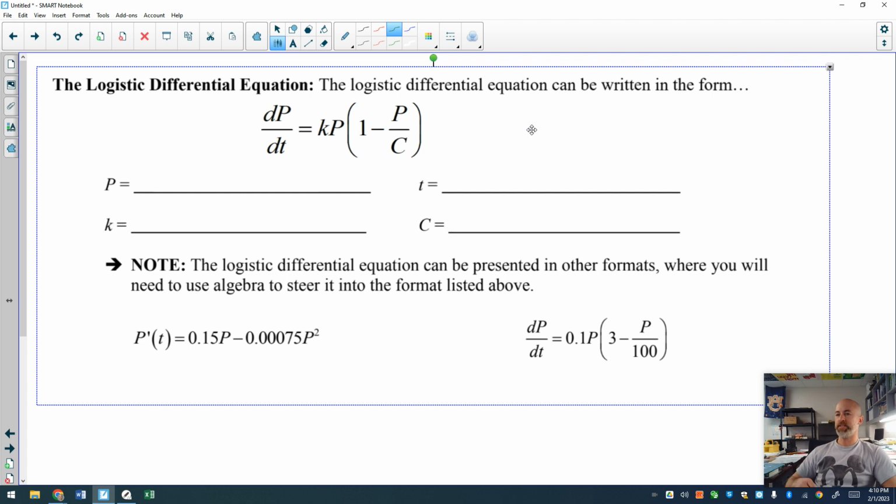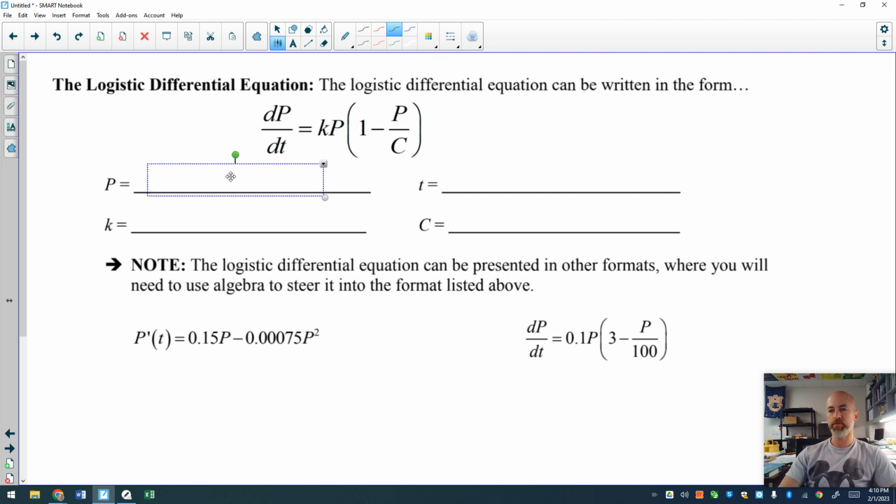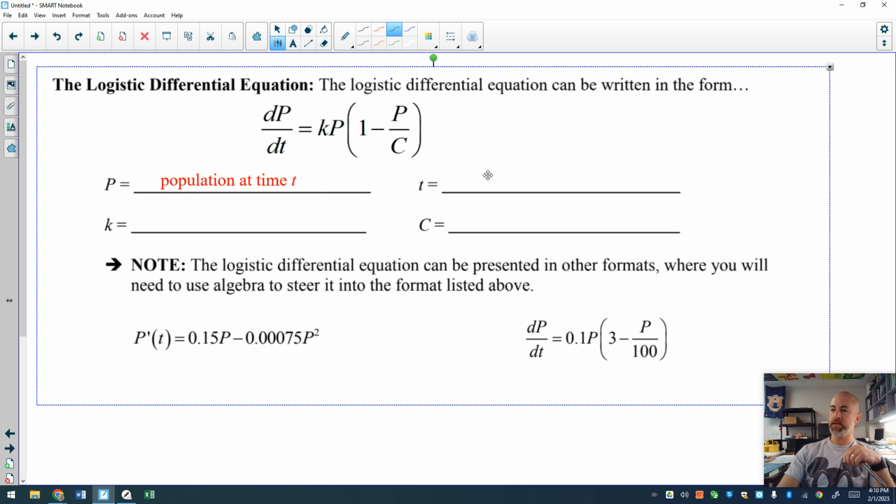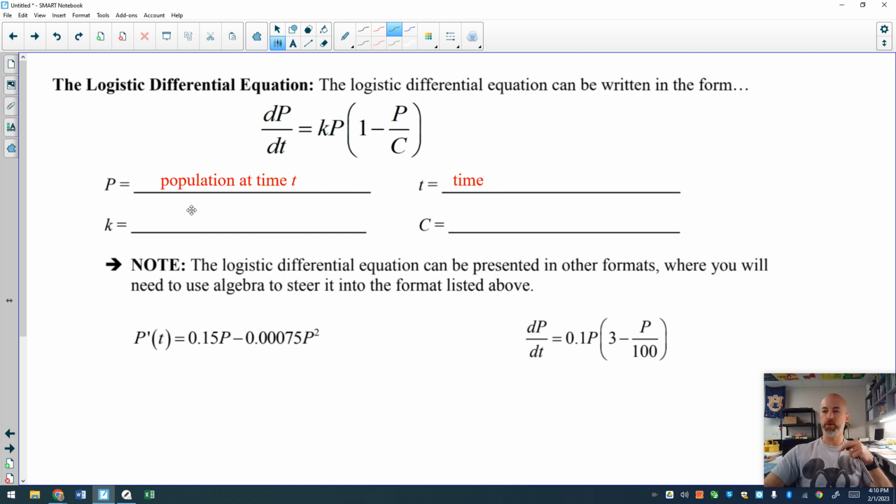So a few things about the logistic differential equation. This is what the logistic differential equation will look like. It can be presented in other ways, but this is my preferred form of your logistic model. dP/dt is kP times (1 minus P over C). P would be the population of your rabbits or whatever it is you're talking about. t is your unit of time, and obviously the unit can change depending on the problem. k is some constant that is related to the growth rate. C is also a constant, but C is specifically the carrying capacity of your population.